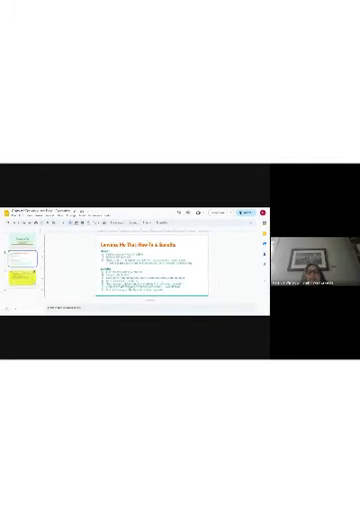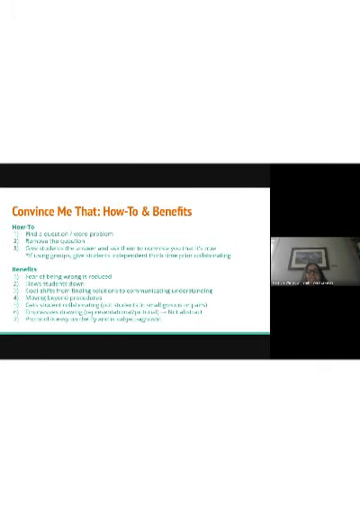Hopefully everybody can see the how-tos and benefits there. I think I switched to the right one. So basically you find a question or a word problem, you remove the question, you give the students the answer and ask them to convince you that it's true. You give people a little bit of time to think about it and come up with what their strategy might be. And then you can have people work together.